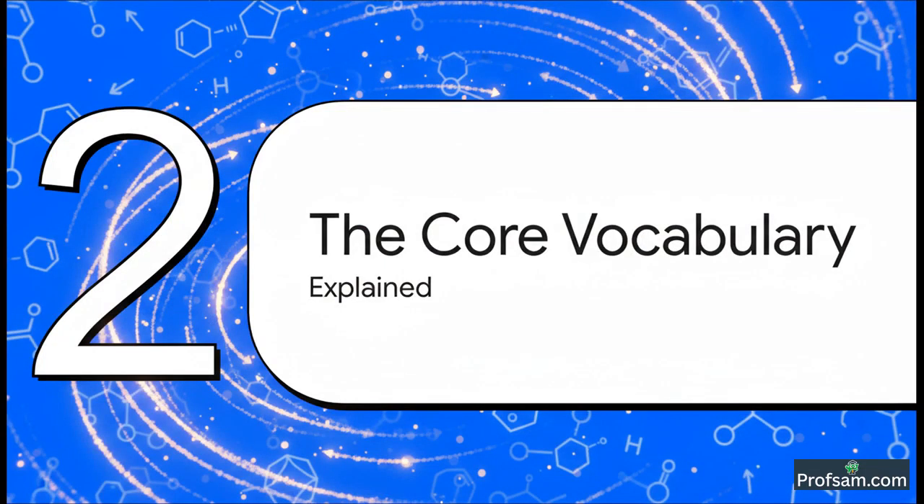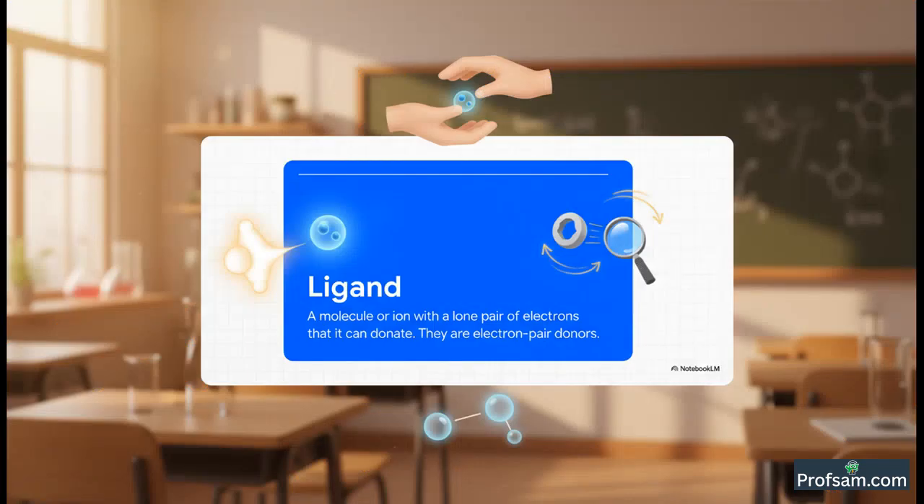Now, for the most important part, let's unpack the four most fundamental terms in this chapter. Please pay close attention, because everything else that follows is built on these four basic ideas. First up, the ligand. So what is a ligand? It is any molecule or ion that has at least one lone pair of electrons, and it is ready to donate this pair. In this chemical relationship, the ligand is the giver. It's the one that donates the electron pair.